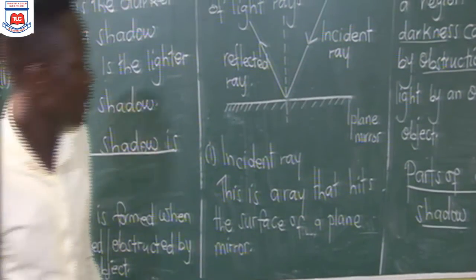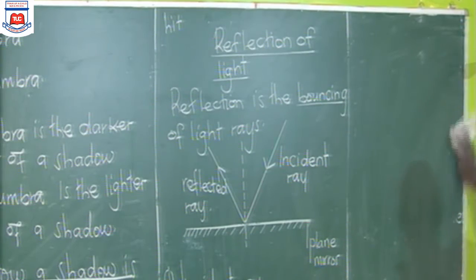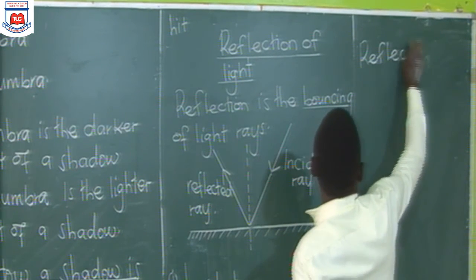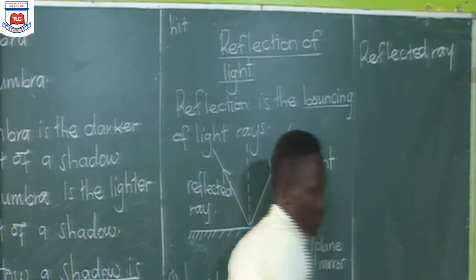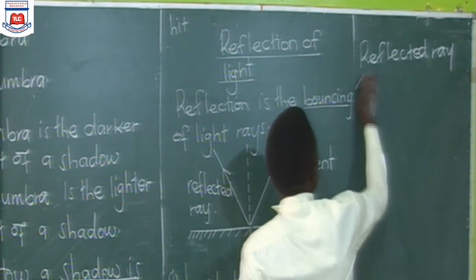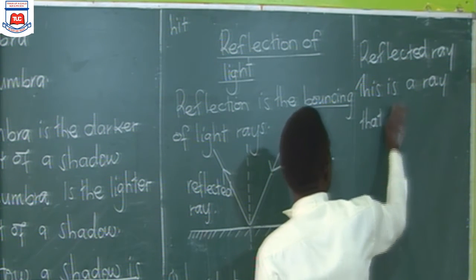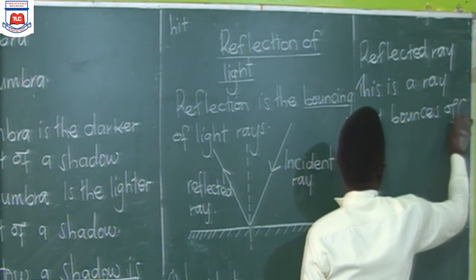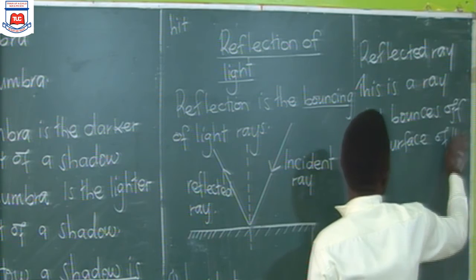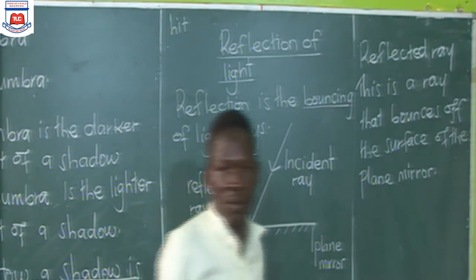So let's also look at the meaning of the reflected ray. So we say the reflected ray is a ray that bounces off the surface of the plane mirror. As simple as this. What is a reflected ray?